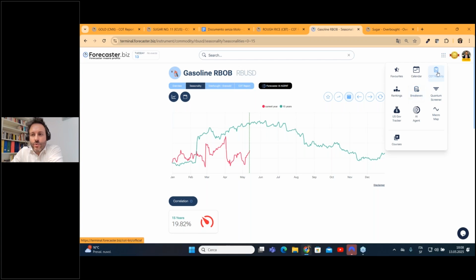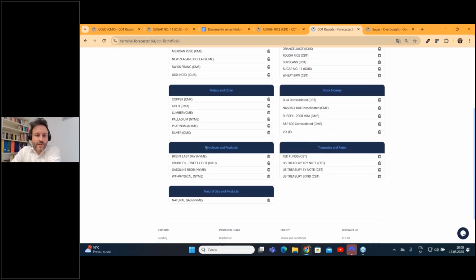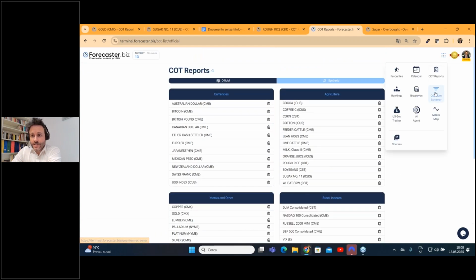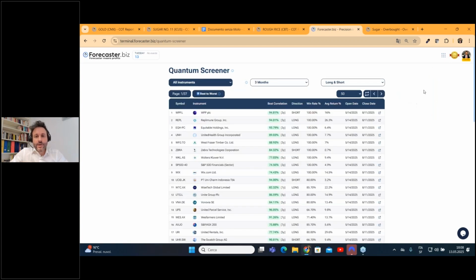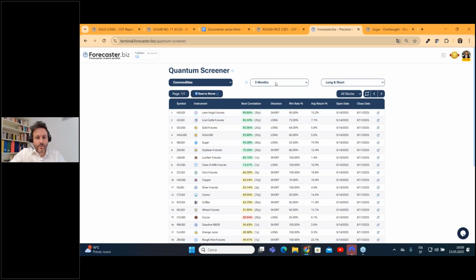Something very important related to the commodities. Of course, you can find many, because we have agriculture, we have metals, we have petroleum, natural gas. Something really interesting, if you like to trade, you can go to the Quantum Screener, where you can isolate only the commodities. In this case, for example, you can choose a 3-month trade, but you can choose 1, 3, 6. Here you can find the best correlations for the commodities. For example, look, on the lean hog futures, the actual price has an 89 correlation with the 20-year seasonality.